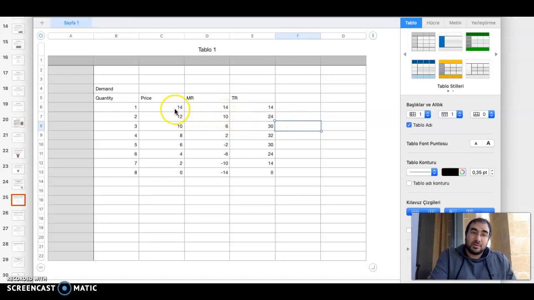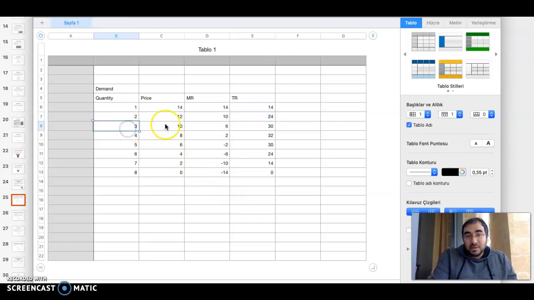Well, you can see it also by making this calculation. If you sell 1 unit for $14, your total revenue is $14. When you sell 2 units for $12, your total revenue is $24. You multiply these two quantities, and when you subtract them, the difference is $10.